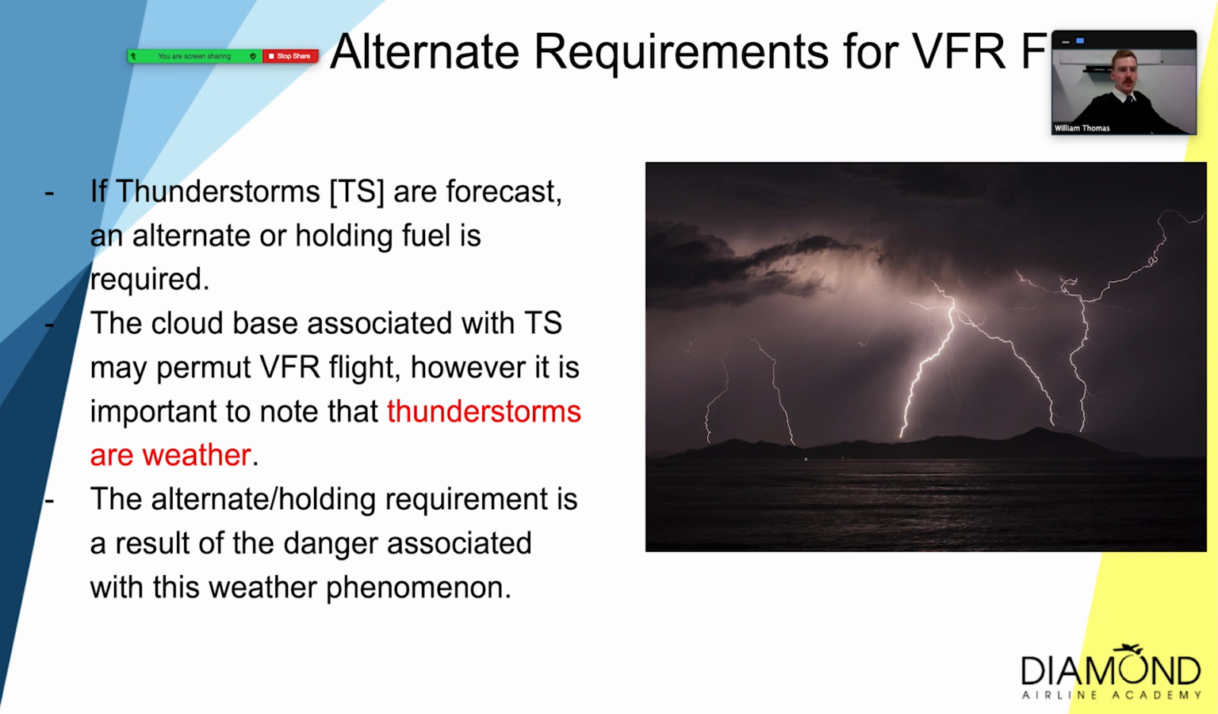Thunderstorms, if thunderstorms are forecast, an alternate or holding field is required. Cloud base associated with thunderstorms may permit VFR flight, however, it's important to note that thunderstorms are weather phenomena: lightning, heavy rain, high winds. We don't want to be flying around thunderstorms. So whenever we see them forecast, we require an alternate or holding field. The alternate holding requirement is a result of the danger associated with the weather phenomenon, things like microbursts.